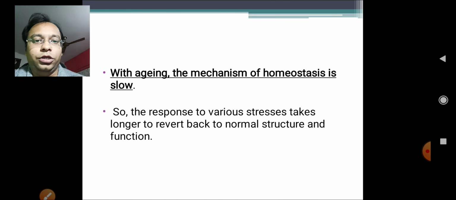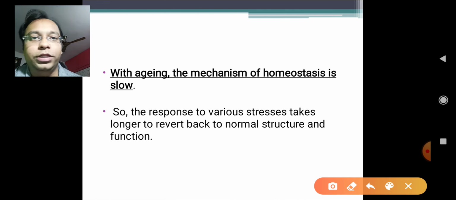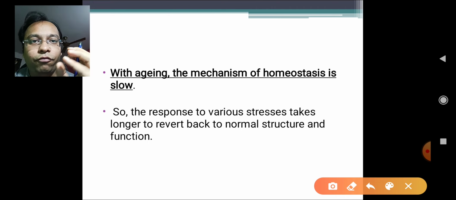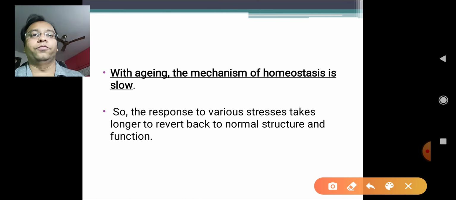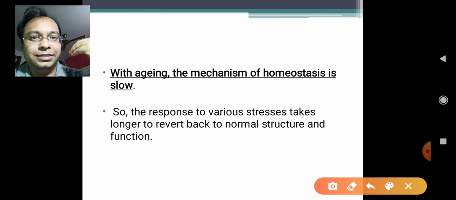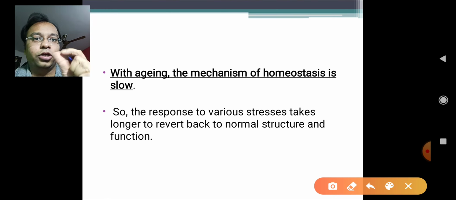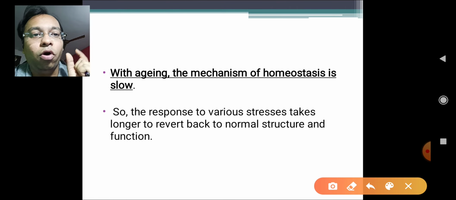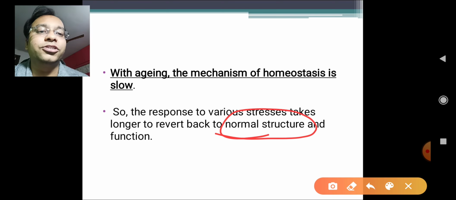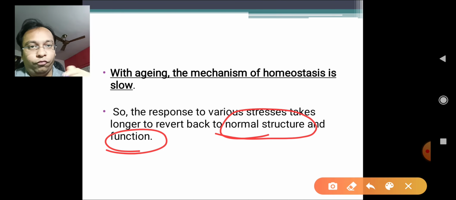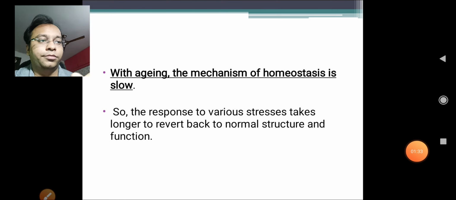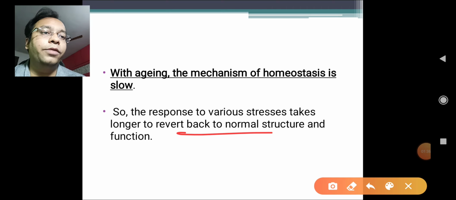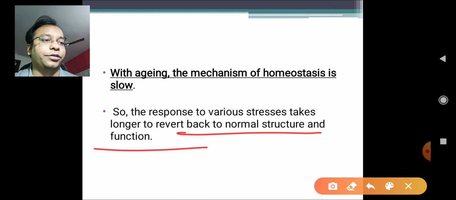Okay. So, with advanced age, with the aging process, your mechanism of homeostasis becomes slower. What do you mean by cellular homeostasis? Why is it slower? I want to say that with advanced age, in response to stress, your normal cell will take a longer time to become normal in structure and function. So for the repair it will take a longer time, right? So it will take longer to revert back to normal in structure and function.